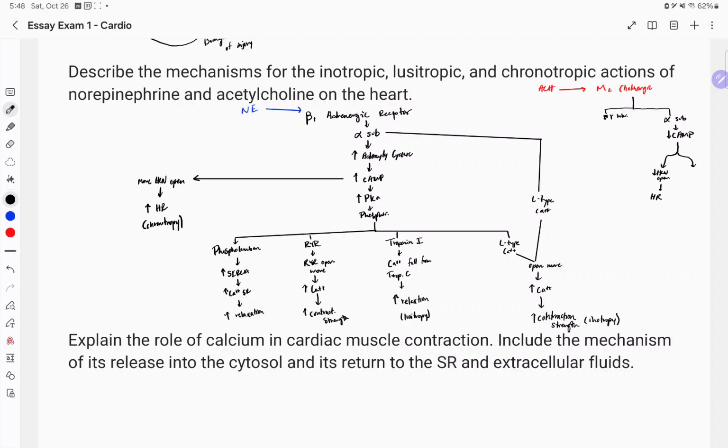We can also have the decreased cAMP affecting the T and the L type calcium channels, decreasing the channel activity for those, which will also lead to a decreased heart rate.